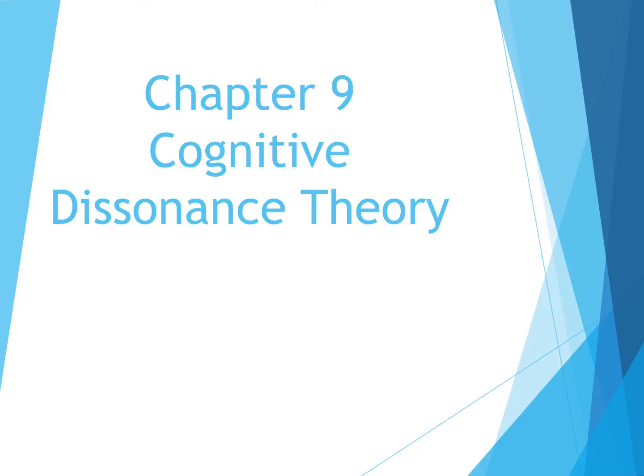Chapter 9 deals with cognitive dissonance theory, and cognitive dissonance theory provides a range of information about how and why persuasion takes place, and it offers a lot of principles that we can apply to our daily lives in terms of understanding why we ourselves are persuaded, but also in understanding how we can more effectively design persuasive appeals for other people. So let's get started.